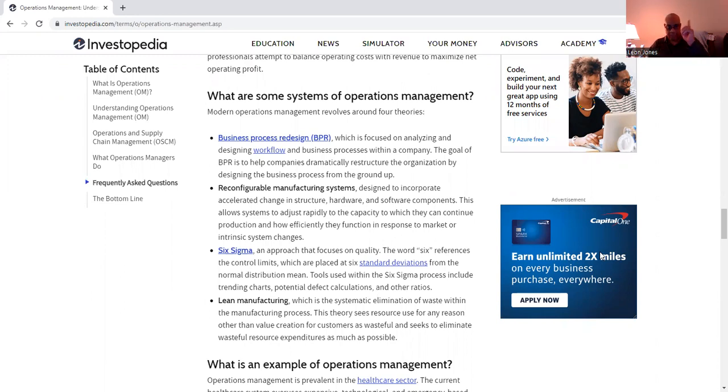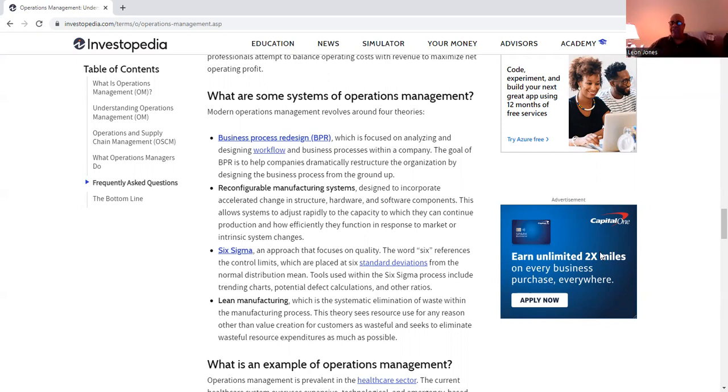Again, lean manufacturing is another one, which is the systematic elimination of waste within the manufacturing process. This theory sees resource use for any reason other than value creation for customers as wasteful and seeks to eliminate wasteful resource expenditures as much as possible.